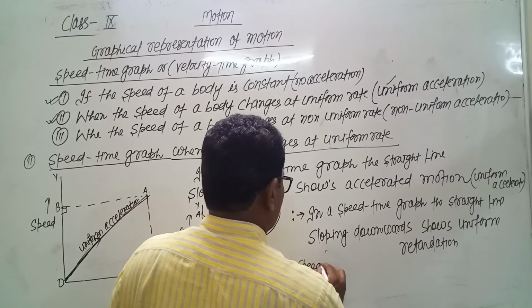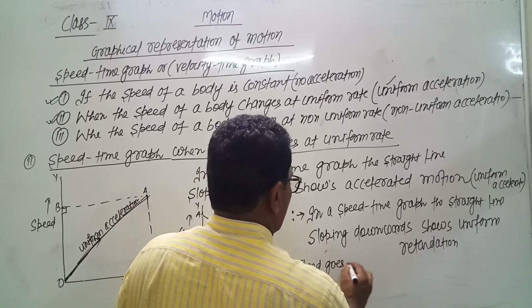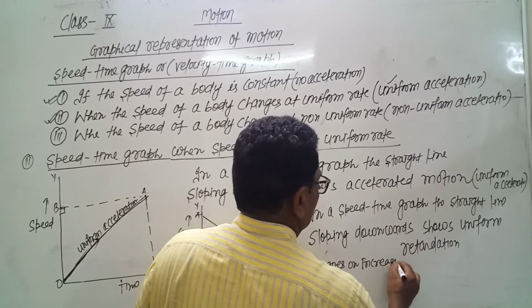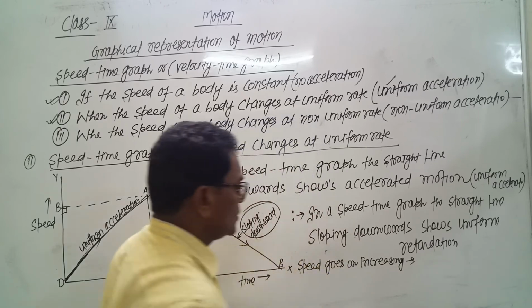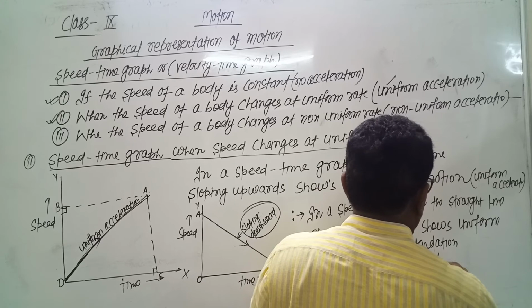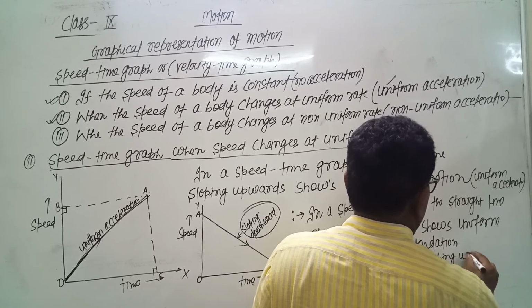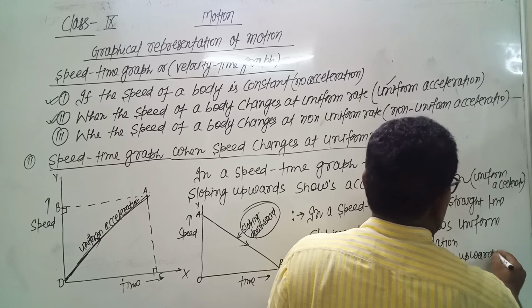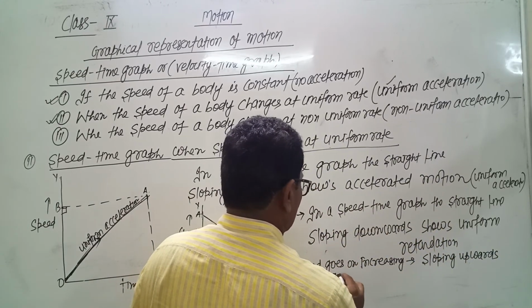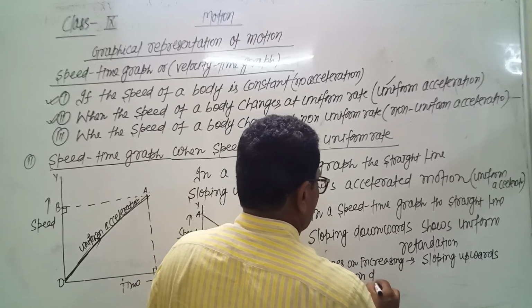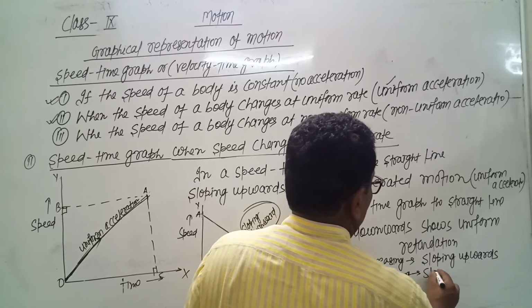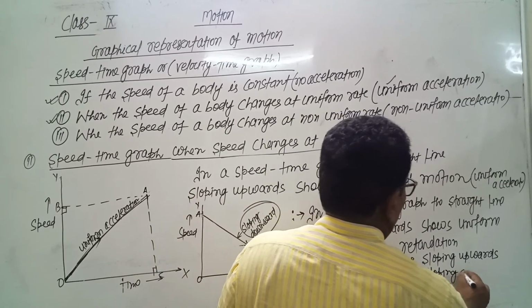The speed goes on increasing means sloping upwards. And the speed goes on decreasing means sloping downwards.